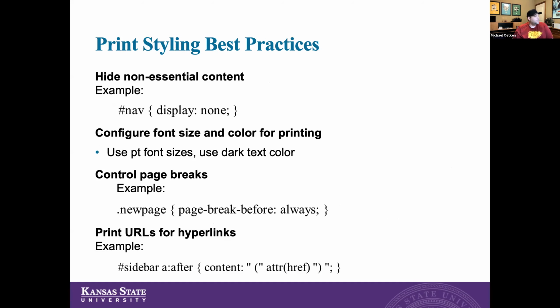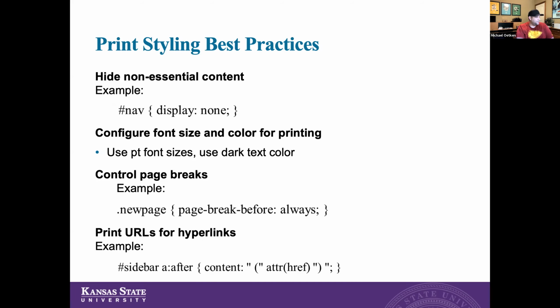Okay, so for example, we'll hide the nav. We do that by using the display none code there. We can configure the fonts and the colors differently for printing. We could just make it black text with a white background because people don't want to print off a colored background. So we'll do that. We can control the page breaks, and we can print URLs for hyperlinks.